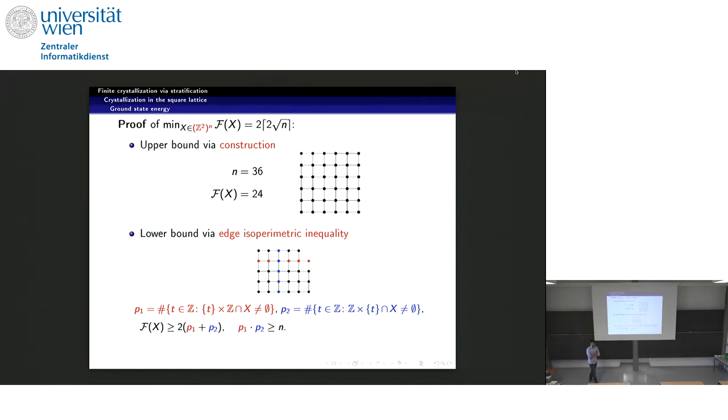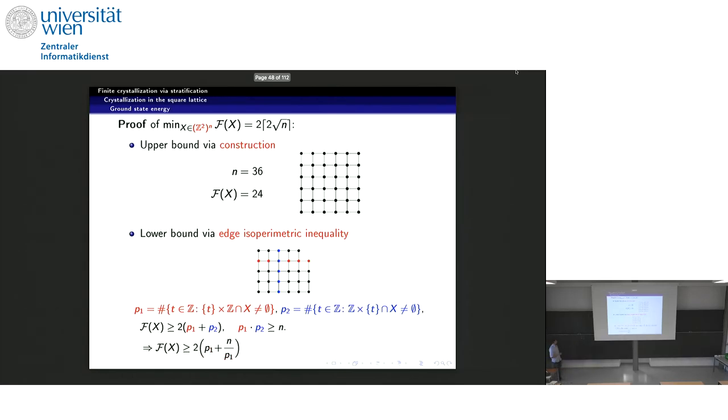And then I claim that the renormalized surface energy is at least 2 P1 plus 2 P2. The reason for that is the following. Whenever you have a red atom here and you go up, at some point you encounter a missing surface bond. And if you go down, you also encounter a missing surface bond. So each atom gives you a 2. The same thing also happens for the blue chain. At the same time, I know that all the atoms are contained in the container with length P1 and height P2, so the product of P1 and P2 is at least n.